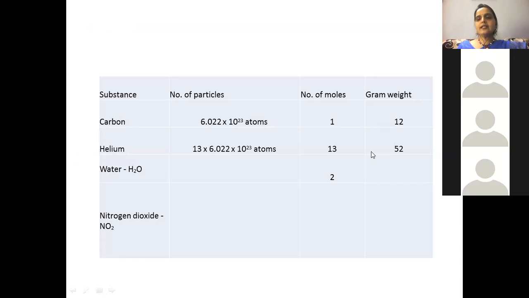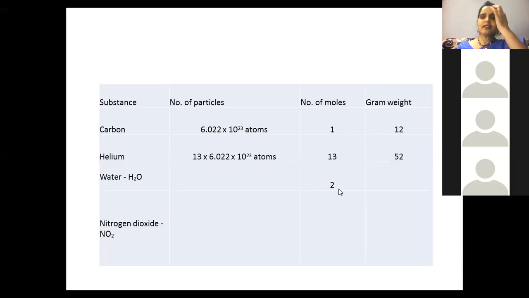So here you can see that we have been provided with 2 moles of water. We discussed that 1 mole of water weighs 18 gram. So how much will 2 moles of water weigh? 36, yes, that's right. So it's 36.